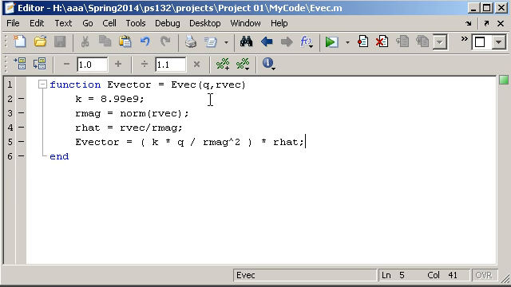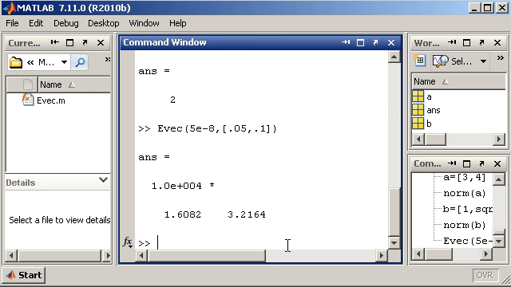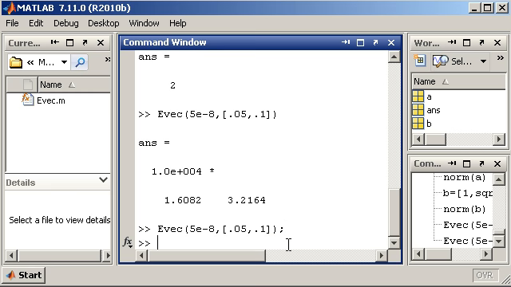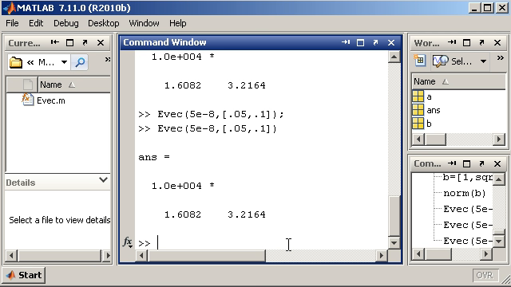And make sure I got enough semicolons in there. I should probably check that later on, but presumably if I run this with a semicolon at the end, I get nothing back, which is the way it's supposed to work. If I run it without the semicolon, I get the answer, which is written as 1.0 times 10 to the 4th times, and then whatever the whole vector is. It's a 1x2 vector.